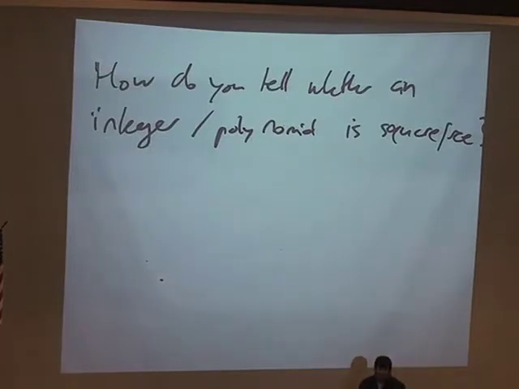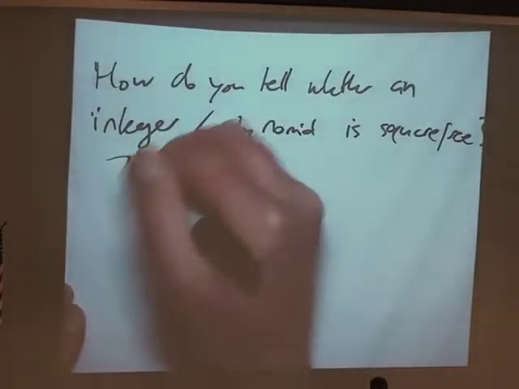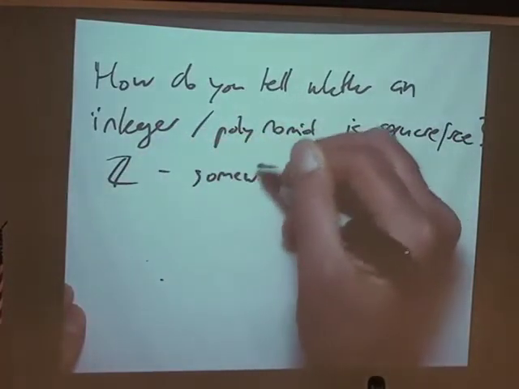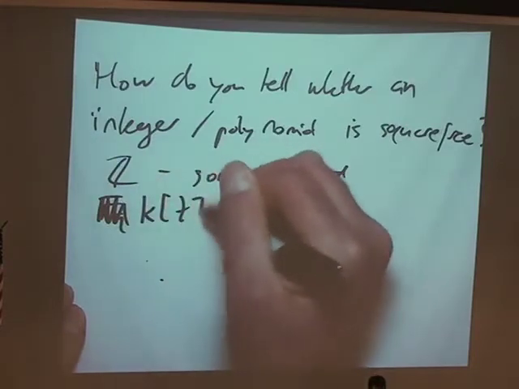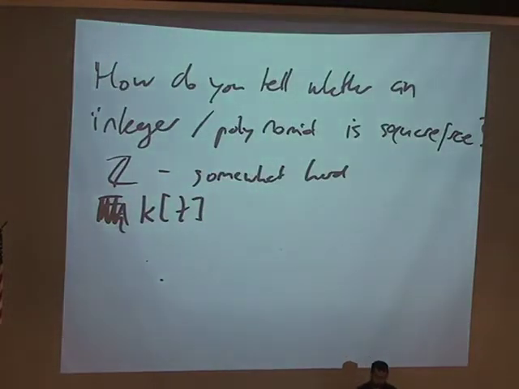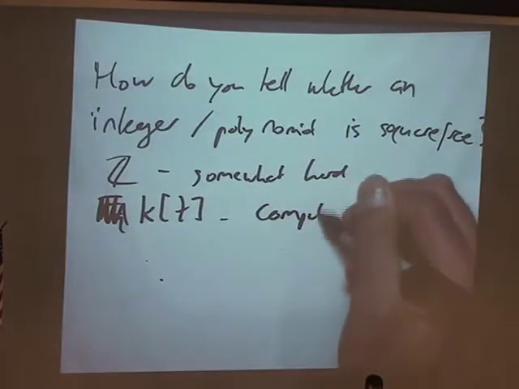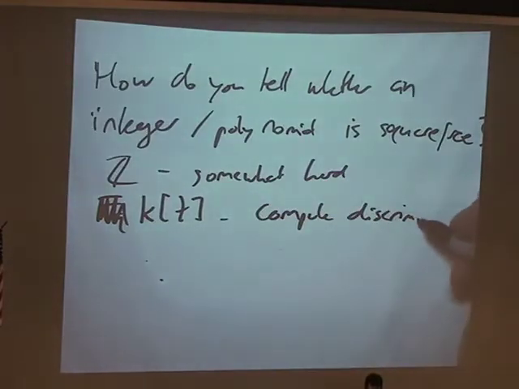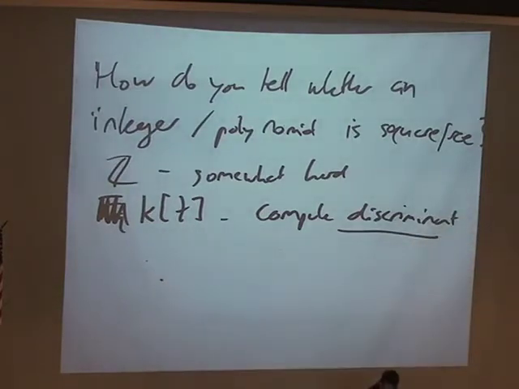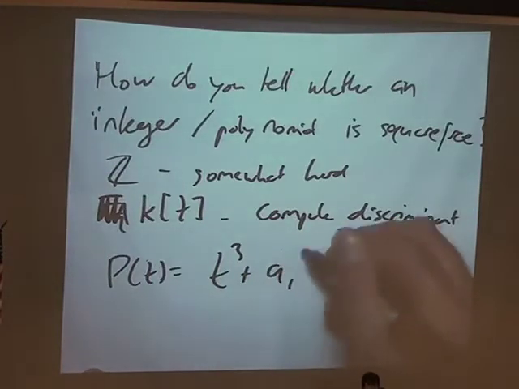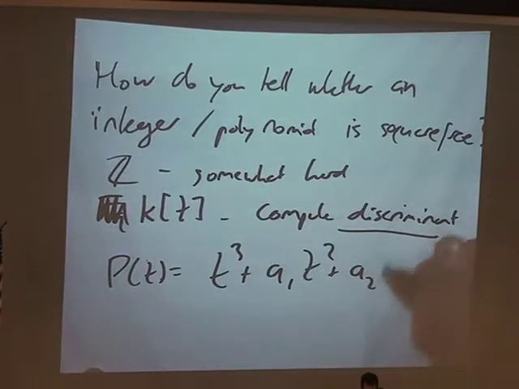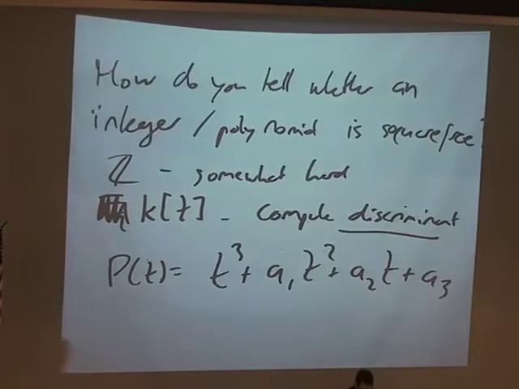I'll give you an example, the example of cubics, where I can actually write stuff down. So Z, somewhat hard. F_q, and actually there's nothing special about finite fields here, so maybe I'll just write K[T], polynomials over whatever field. So compute the discriminant. Let me explain what that means. If I have a polynomial, I'll use cubics as an example. Let's say T cubed plus A1 T squared plus A2 T plus A3.